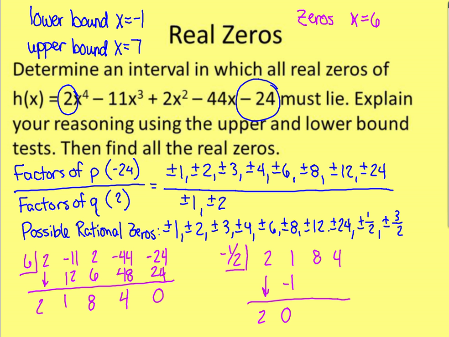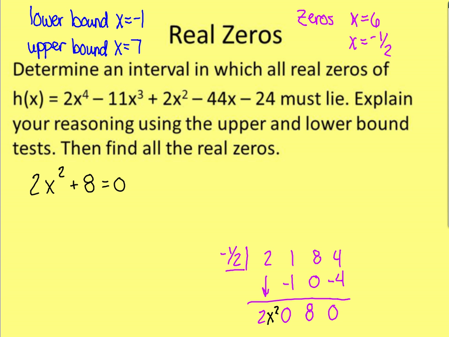Negative 1/2 times 0 is 0. If we bring that straight down, we're going to get 8. Negative 1/2 times 8 is going to give me negative 4. And if we bring that down, we get 0. So we do know x is equal to negative 1/2 is a 0. Now we are left with 2x squared plus 8 is equal to 0.